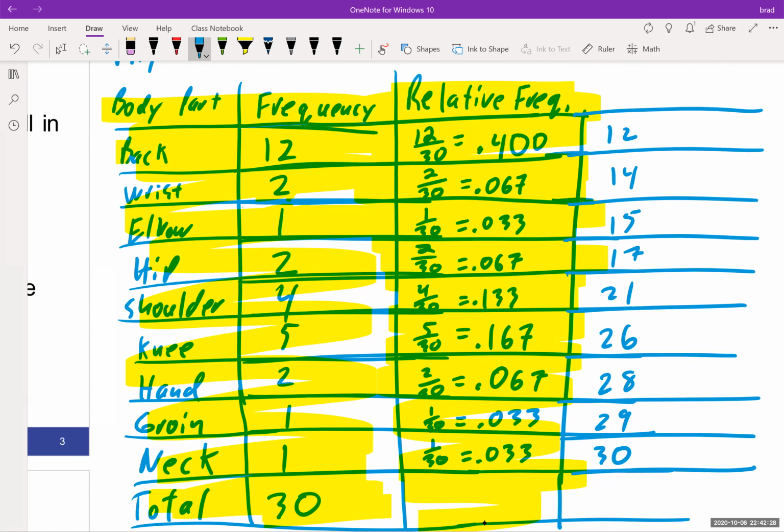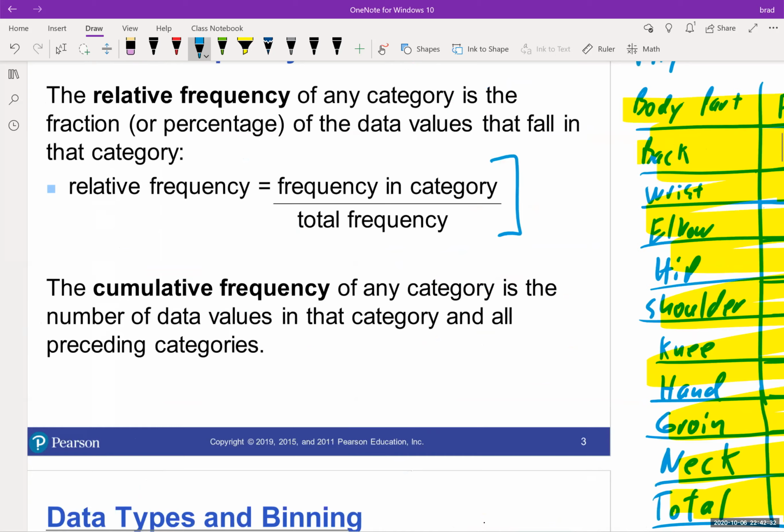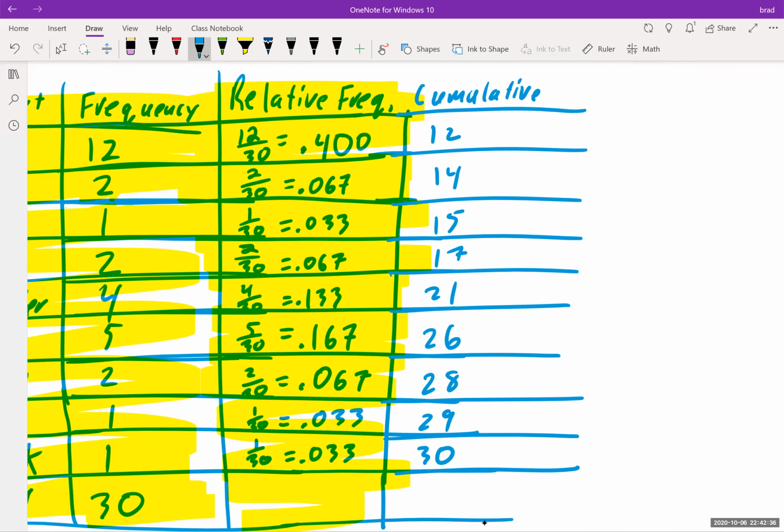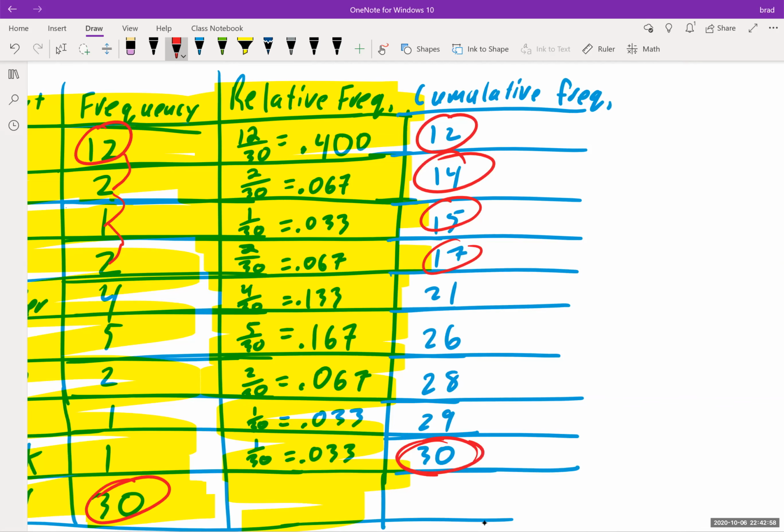Okay, so we'll call this cumulative. So let me make sure. Cumulative. So we have cumulative frequency, and all cumulative frequency does is it takes the number, puts it right here, and then for the next one, you take this one plus this one, and it gives you 14. Then you take 14 plus 1, and it gives you 15. Then you take 15 plus 2, and it gives you 17. So on and so on. And you will always end up with the total. See how the total matches the last one?